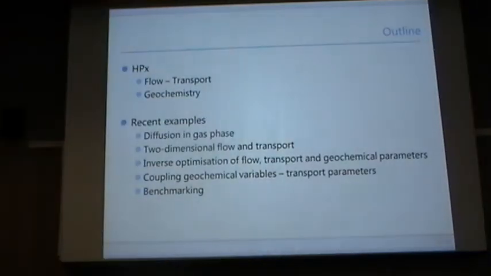And I will give you an example on the feedback between change in geochemical variables and transport parameters by precipitation and dissolution reactions, for example. And then I will give you one example about some international benchmarking between different reactive transport codes we are involved in.